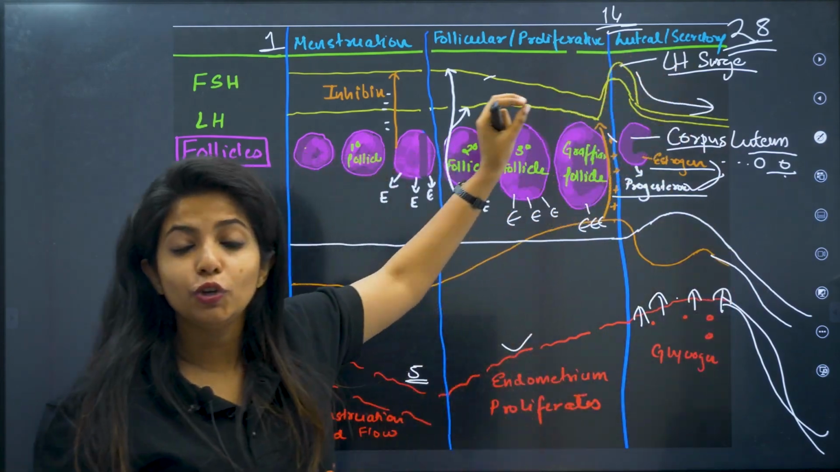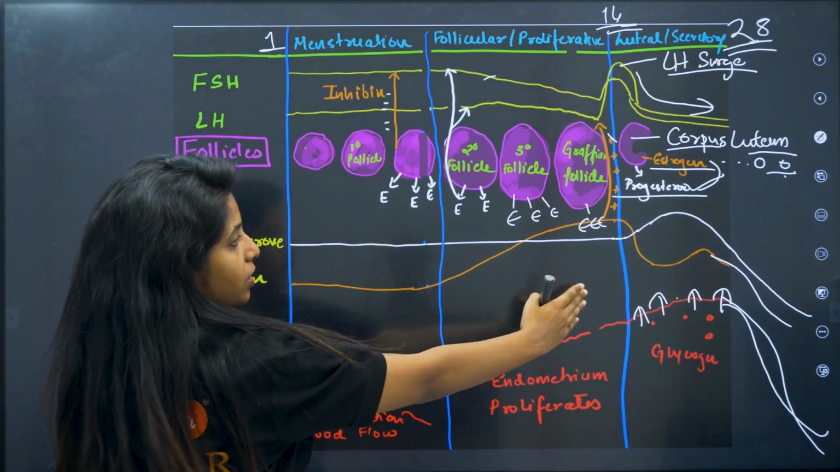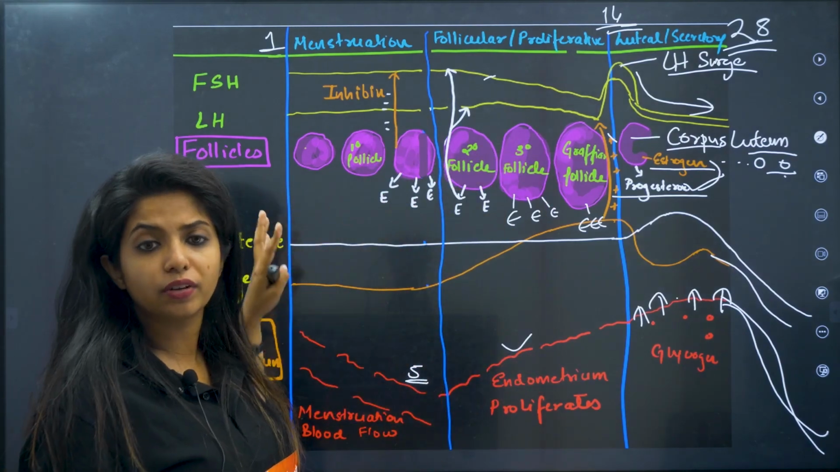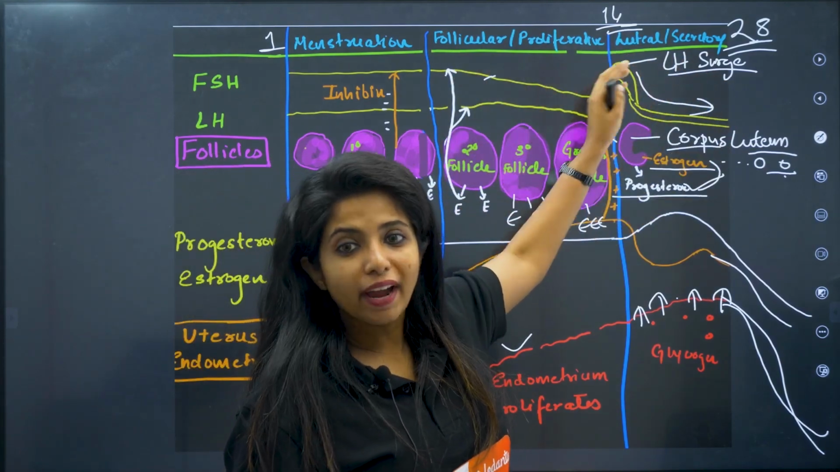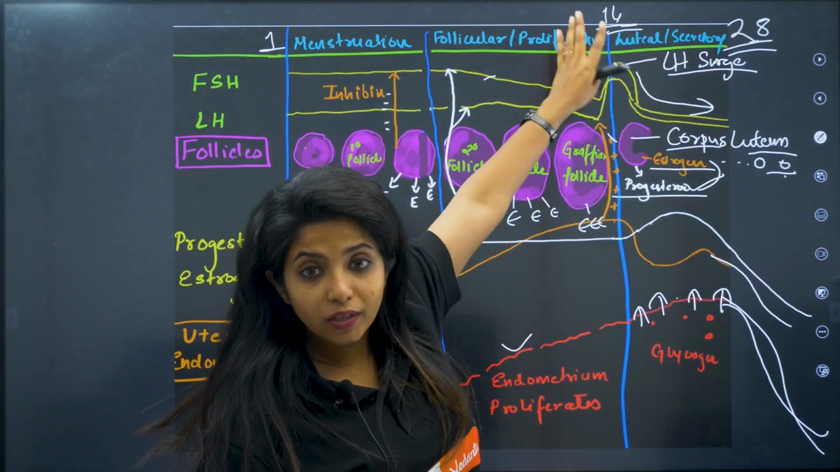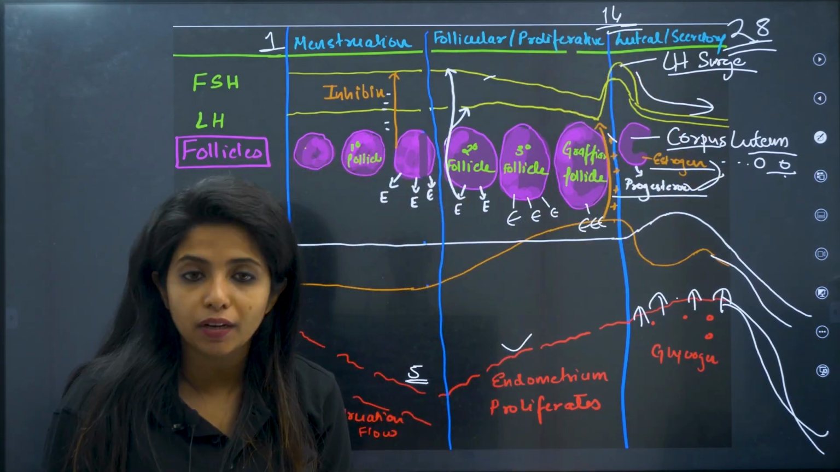This phase, that is the luteal phase, has a proper time period. This can vary. This phase, that is the follicular phase and the proliferative phase, it can vary, but this remains the same. So why is it known as luteal phase? Because the luteinizing hormone is making corpus luteum, which is why it is known as luteal phase.